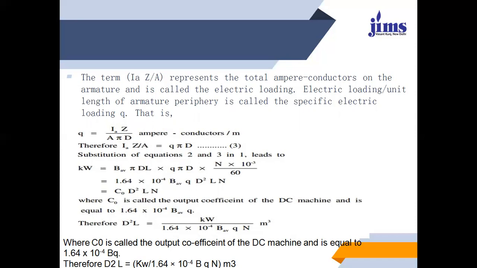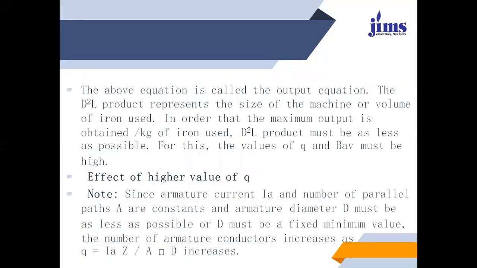Substituting equations 2 and 3 in equation 1, it leads to kilowatt equal to B average πDL into q πD into π into N into 10 to the power minus 3 by 60. So it comes out to 1.64 into 10 to the power minus 4 B average q D square L into N, or C0 D square L N, where C0 is called the output coefficient of the DC machine, equal to 1.64 into 10 to the power minus 4 B average q. Therefore, D square L equals kilowatt per 1.64 into 10 to the power minus 4 B average q N. The above equation is called the output equation.